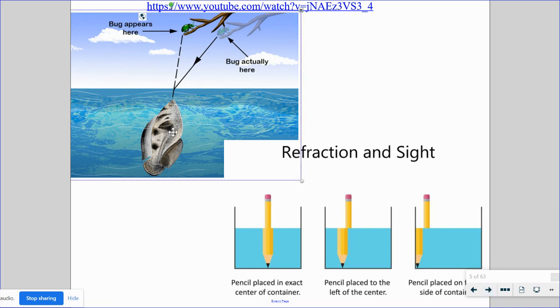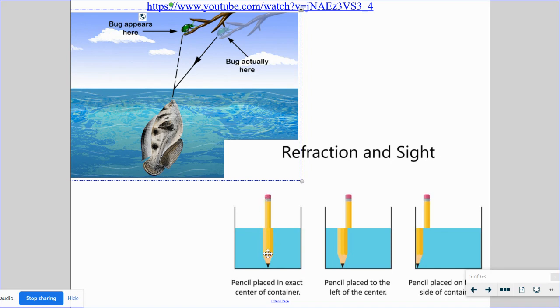The spitfish here, to capture his prey, will spit up at the bug, and then the bug falls in the water and he eats it. So the bug is actually here. But what happens is, in the water, as this guy is looking at it, the light ray leaving his eye bends away from the normal, and it looks like the bug is here. So if he spits here, he's going to be spitting onto a branch that doesn't actually have the bug.